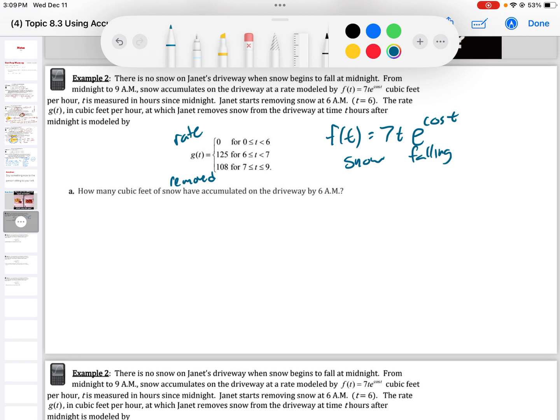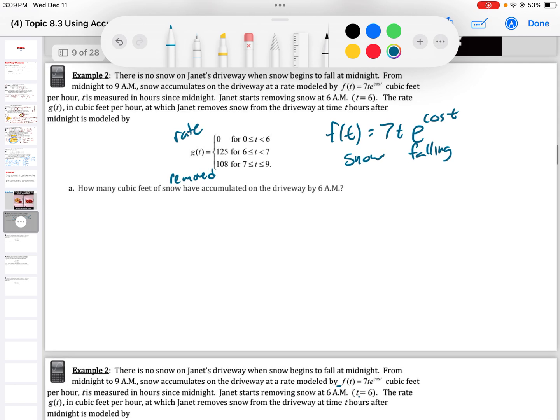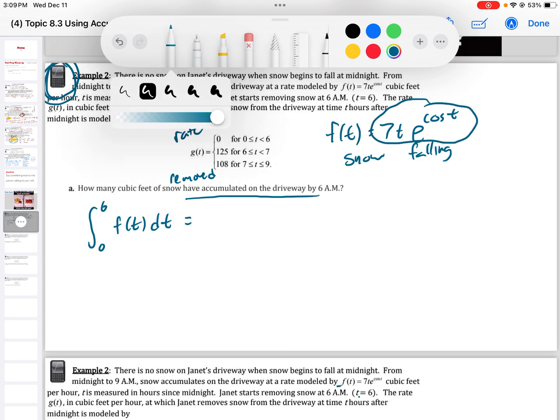All right, how many cubic feet of snow have accumulated on the driveway by 6 a.m.? So this is a total amount. I can integrate rates to get total amounts. So the accumulating function, that's the way the snow is falling, right? So by 6 a.m., I'm going to find the antiderivative, or the integral, from 0 to 6 of f of t dt. And this is calculator active. So I would just plug this straight into my calculator. I'm not going to try to do that by hand.